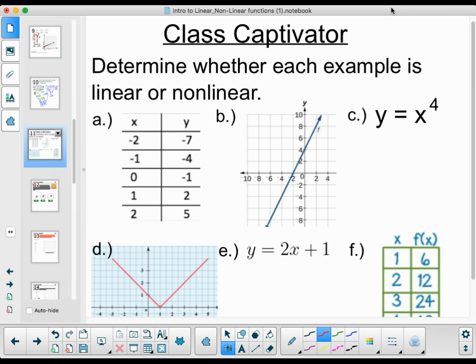Some of them are pretty easy. We're just going to go through and basically say this is a linear function or nonlinear function. So pause the video, have a response for A, B, C, D, E, and F, please.